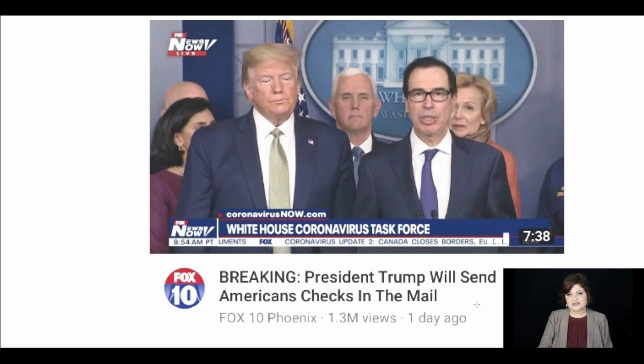And obviously these checks won't be generated by being handwritten. They will obviously be generated electronically, but this goes to show that checks are still valued around the world as a legal form of tender.